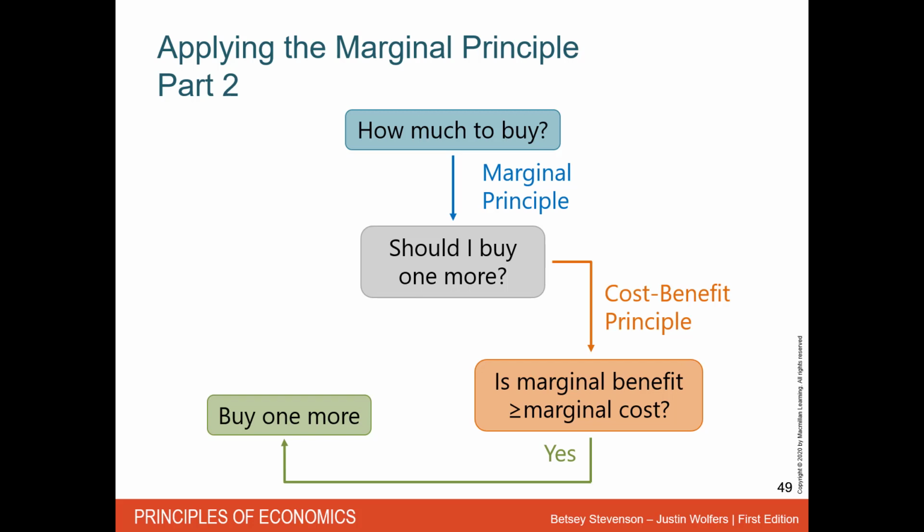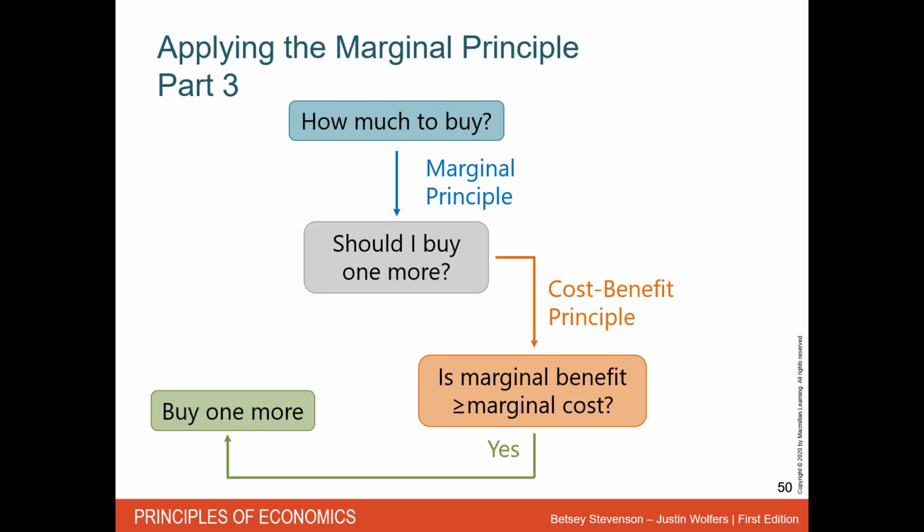We can keep using the same questions until we get the right amount. Keep asking should I buy one more until we can't anymore. Eventually, the marginal benefit will be less than the marginal cost. At this point, the cycle will stop, and you should not buy any more items.